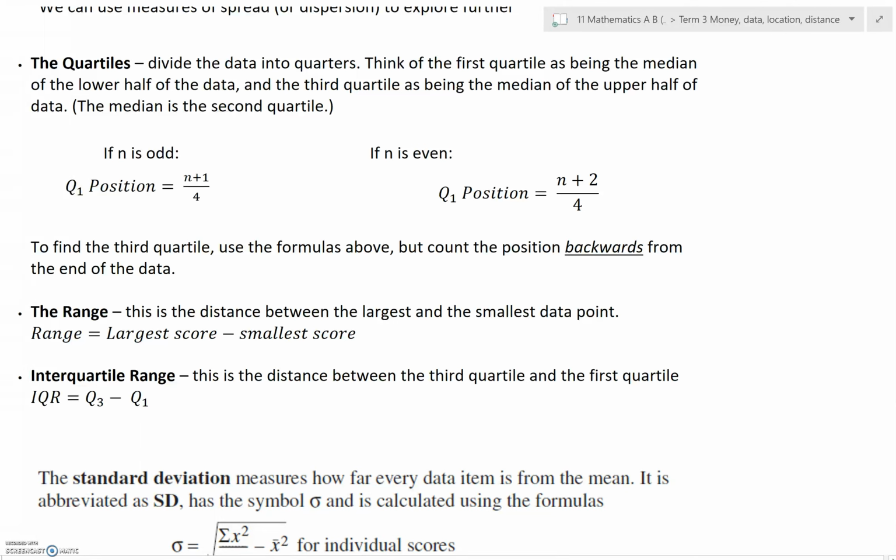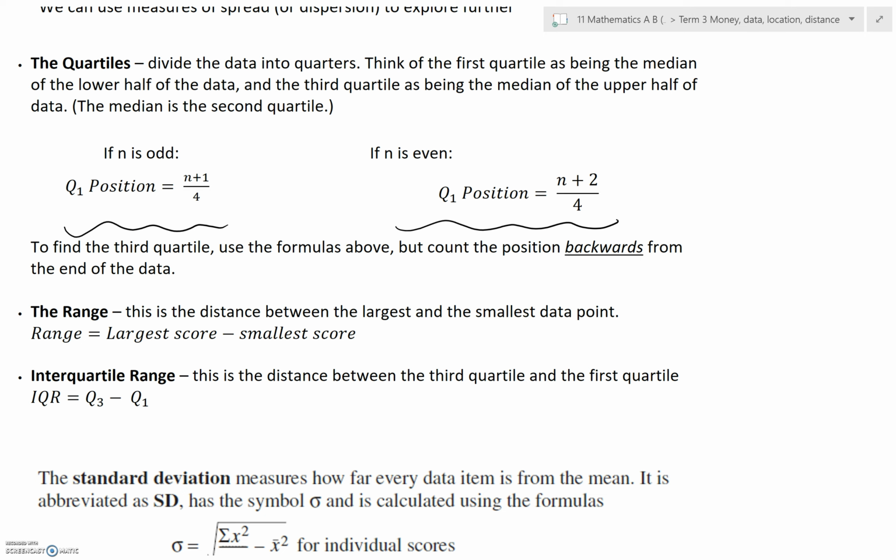Okay, so there's 2 formulas you have to learn here. You won't get given them, you need to know them. So if n is odd, so that means if we have an odd number of data items, then the first quartile position, Q1, is found by using this formula, n plus 1 over 4.